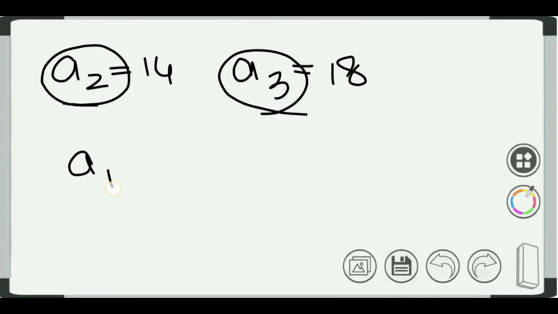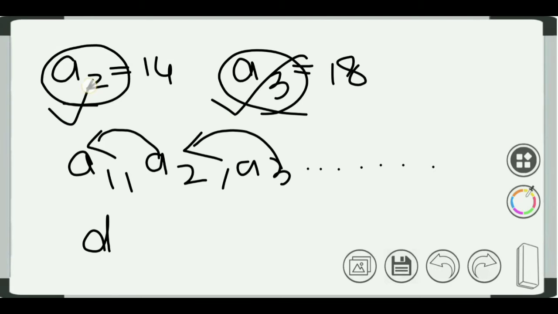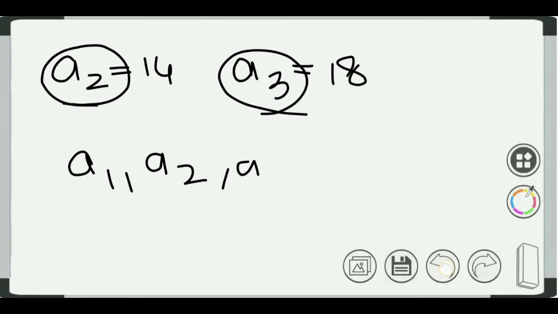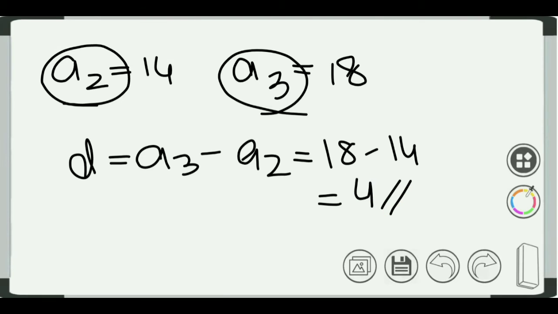In an AP, suppose this is an AP, A1, A2, A3, etc. Consider this as an AP. So what is the common difference D? Whether A2 minus A1 or A3 minus A2, right? Here you have A3 value, A2 value. So you can find the common difference A3 minus A2. See, A3 minus A2, any term subtracted by the preceding term. So your common difference D is equal to A3 minus A2, which is equal to 18 minus 14, 4. So you got the common difference as 4.